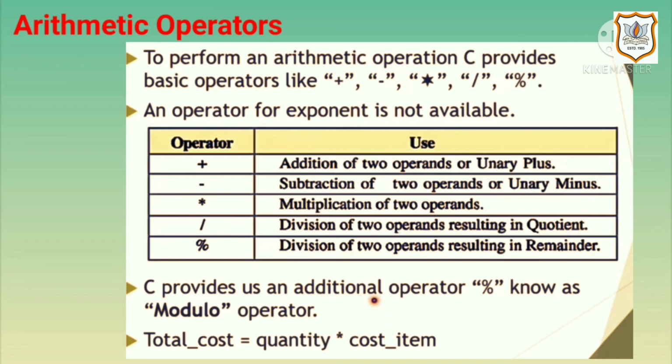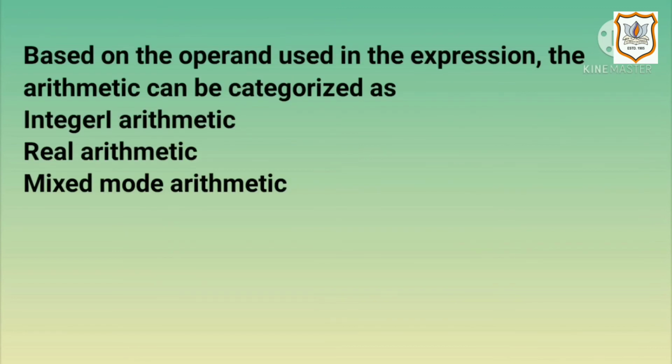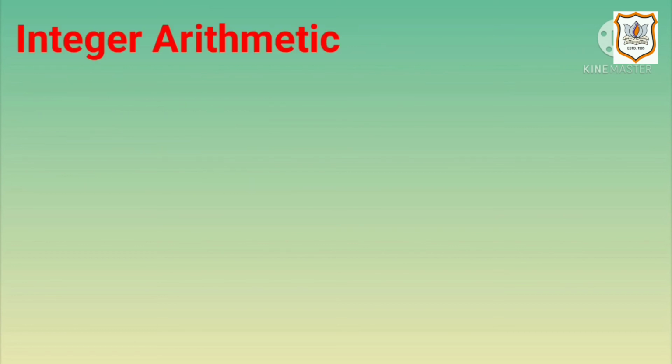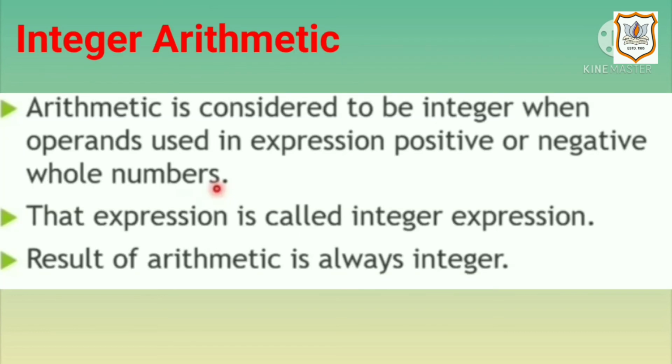We can use the operators as in one example of a C statement: total_cost equal to quantity multiply cost_item. Based on the operands used in the expression, the arithmetic can be categorized as integer arithmetic, real arithmetic, or mixed mode arithmetic. First one, integer arithmetic. Arithmetic is considered to be integer arithmetic when the operands used in the expression are positive, negative, or whole numbers. The expression here is called an integer expression. The result of integer arithmetic is always an integer.